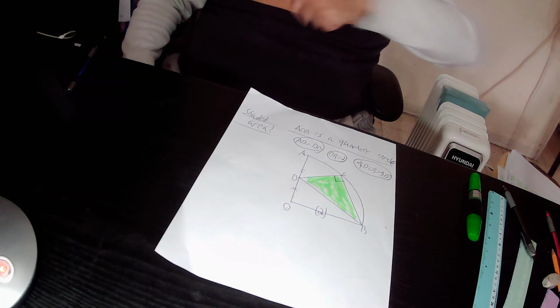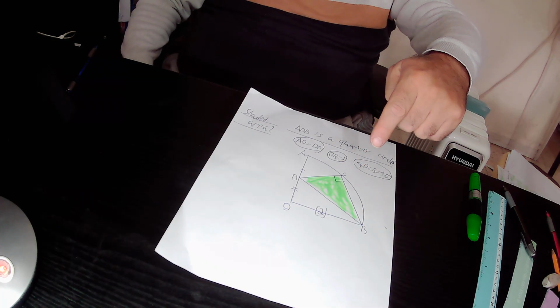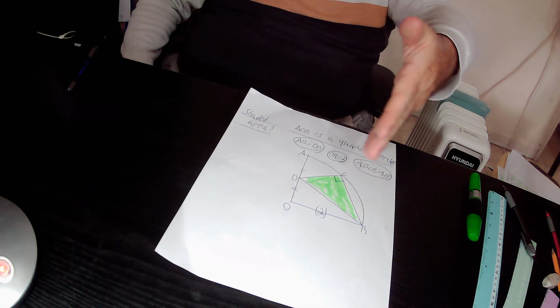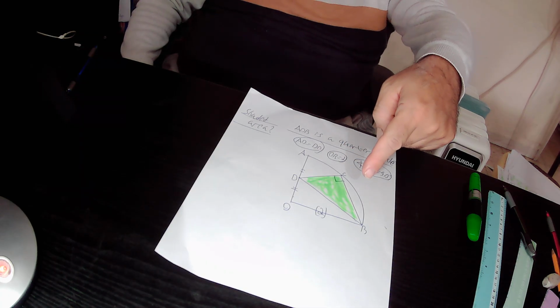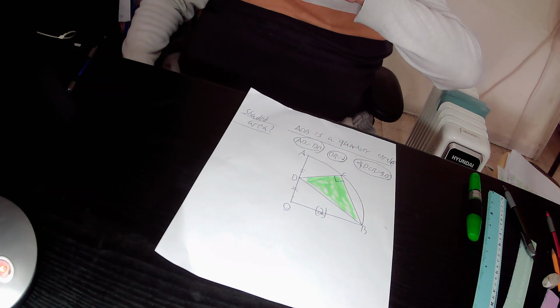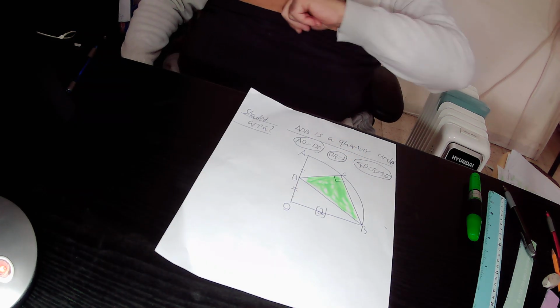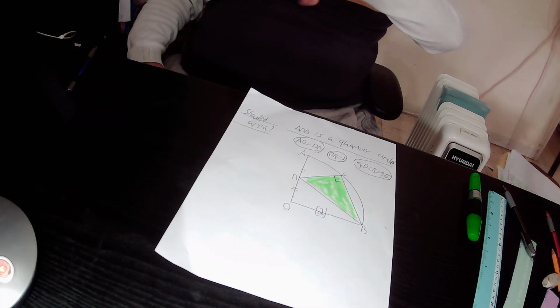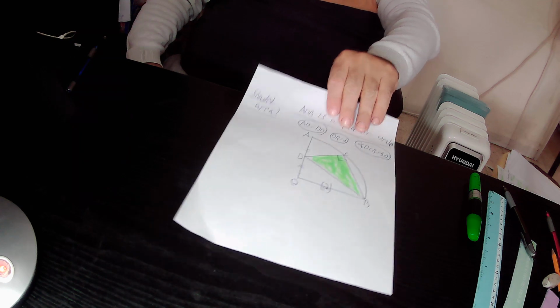So our task was to find out the area of this ring shape, because the ring shape is there, this right triangle BCD. So we have to find out the area of this right triangle BCD. This is the area of the ring shape.